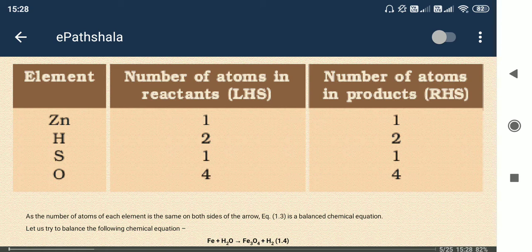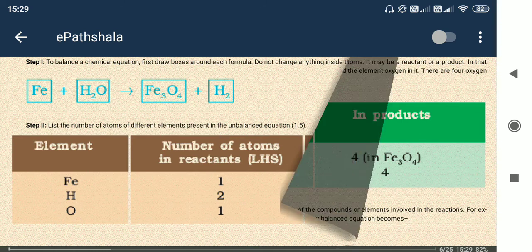On the right side oxygen is 4, so we need to put 4 on the left side of H2O. So oxygen is balanced. Now placing 4 on the left side of H2O means 4 into 2, which is 8 hydrogen on the left side. On the right side we need to make it the same, so on the left of the hydrogen gas H2 we need to put 4. So it is balanced now. Only Fe remains. Iron is 3 on the right side, so we need to put 3 on the left side of Fe. You can see this one. So it is balanced finally.